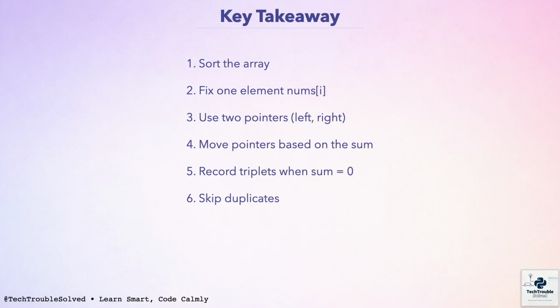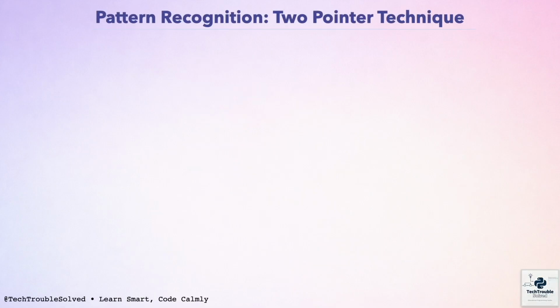So in simple terms, the idea is fix one element and solve the remaining part as a two-sum problem using two pointers. Now that we understand the complete workflow, let's look at the pattern behind this solution, the two-pointer technique. Before we wrap up, let's recognize the key pattern behind the three-sum solution. The idea is simple. Fix one element and use the two-pointer technique to find the remaining pair.